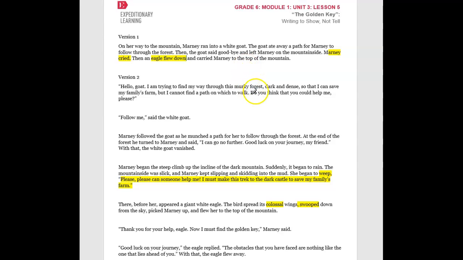Whereas in this version, it's almost all dialogue with just a few sentences here and there to explain a little bit of what's going on between the characters, like the one character munching a path for the other one to follow through the forest, like you see here. But the great majority of it is dialogue. And that makes the writing much more interesting to read, much clearer, and it pulls the reader into the story much more.